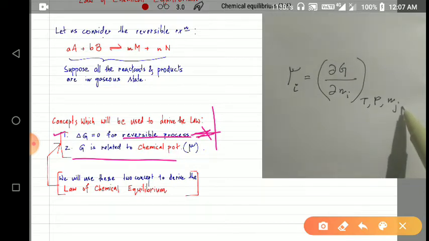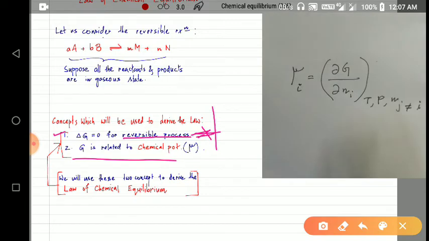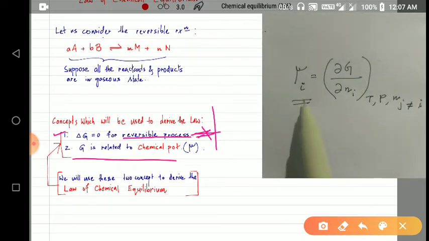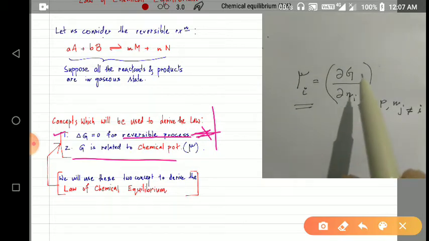Okay, so that means J does not equal I, so this should be constant. Okay, so this is your definition of chemical potential. Chemical potential is actually the change of Gibbs free energy. That means it is very simple.